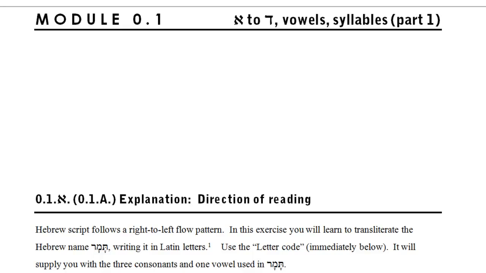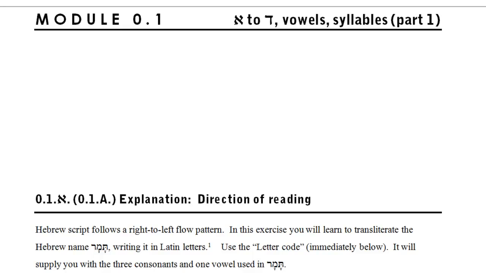The units of this textbook are subdivided into modules. Let's turn now to Module 0.1, Aleph to Dalet, Vowels and Syllables Part 1. The modules themselves are subdivided into segments, and so you see the segment listed as 0.1 Aleph, which corresponds to 0.1a in the English system.